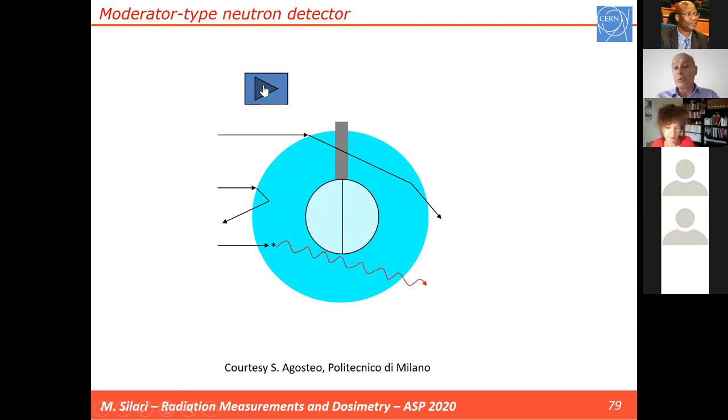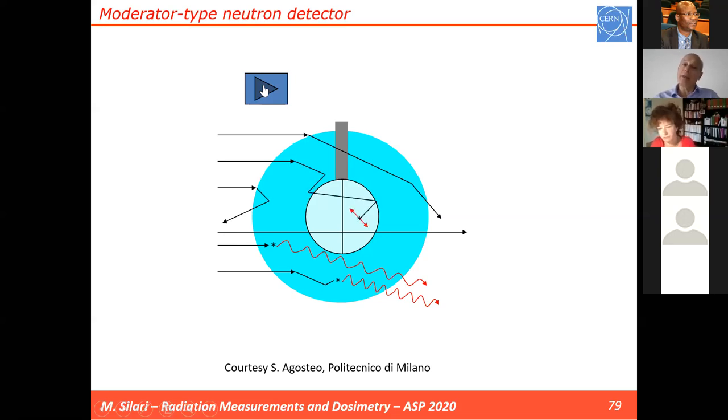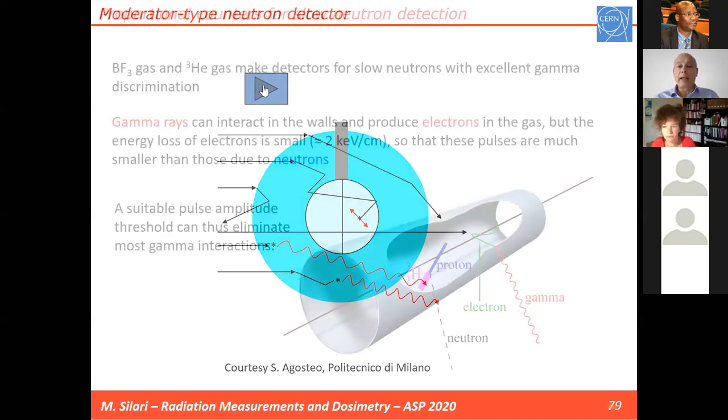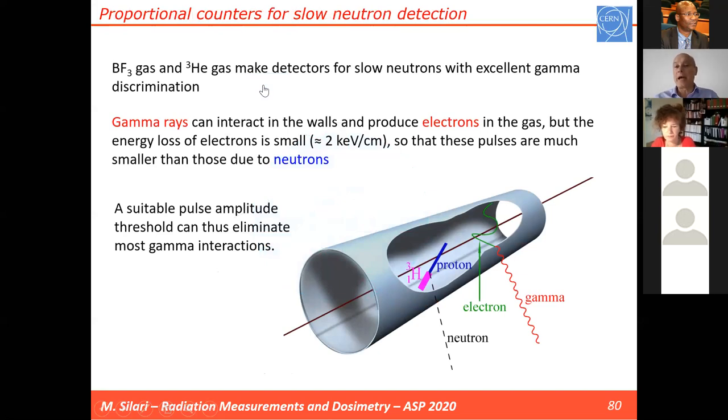It may undergo a nuclear reaction. It can be captured by the material of the moderator and produce a gamma ray that would escape. It can undergo multiple scattering and then again generate a reaction that gives out a gamma ray that escapes. It may simply not interact. And in some rare cases, it will end up inside the sensitive volume. Then, for instance, boron-10 would produce an alpha and a lithium-7, which will ionize the gas, and at this point the ionization of the gas will give you a signal.